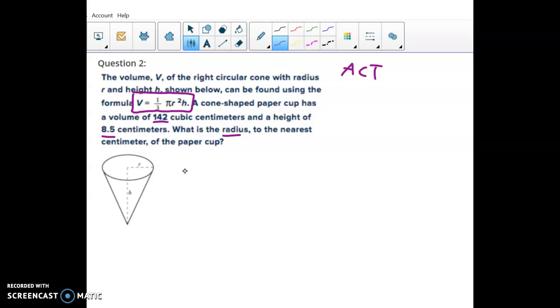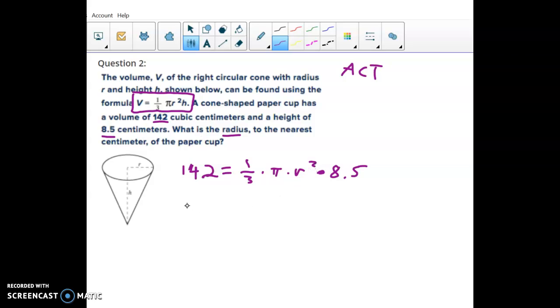Basically I'm going to use the formula and put in the volume as 142. And then on the other side, I'm going to have 1/3 times pi times radius squared times height of 8.5. And so now all I have to do is solve this for the radius.